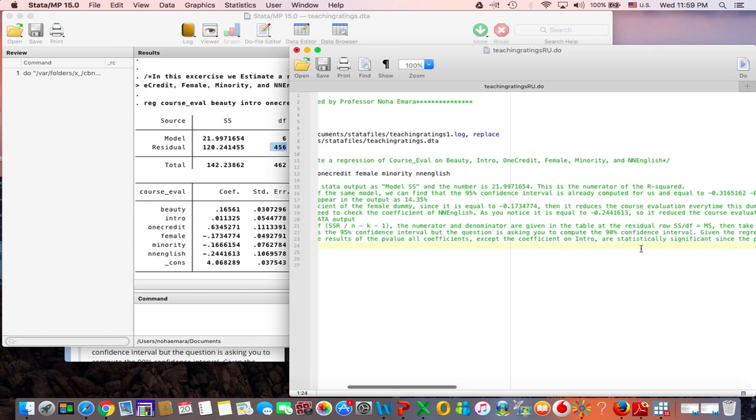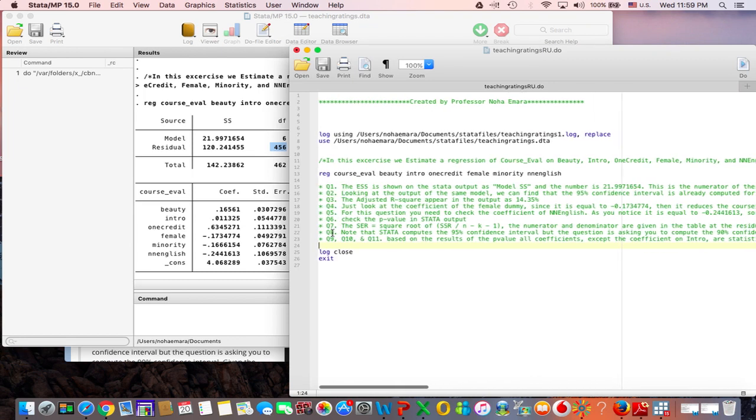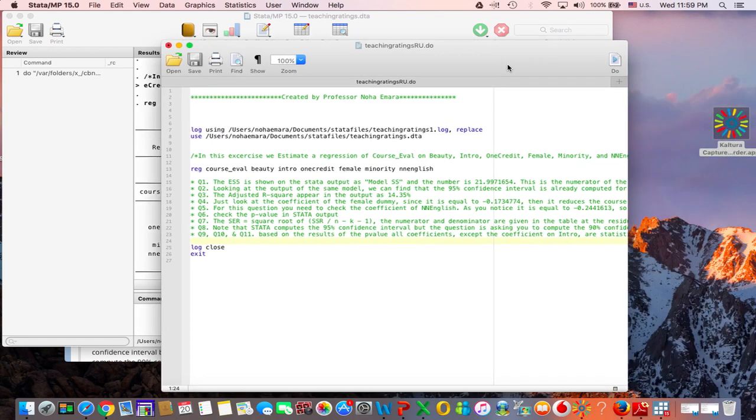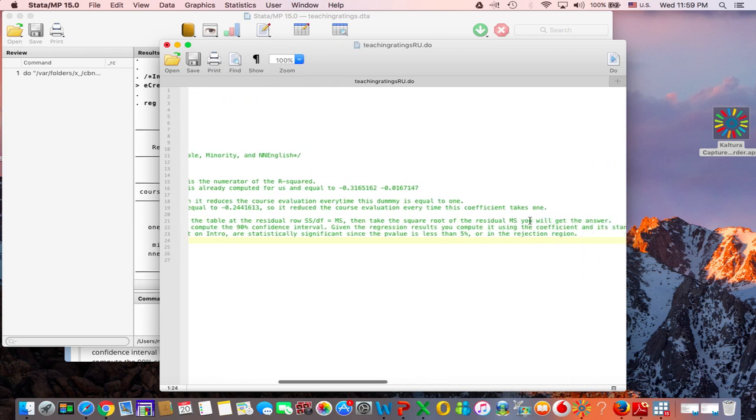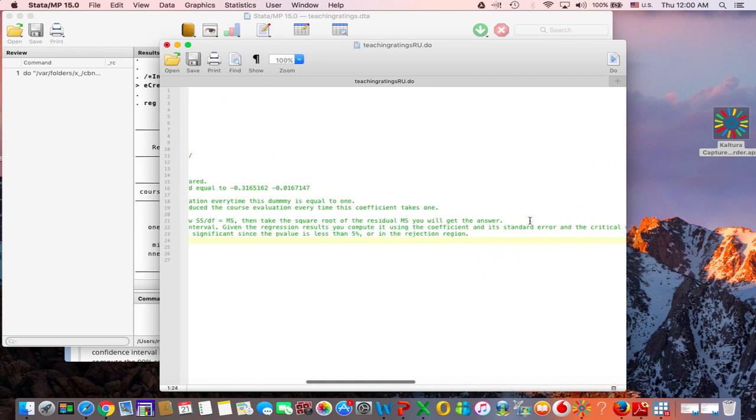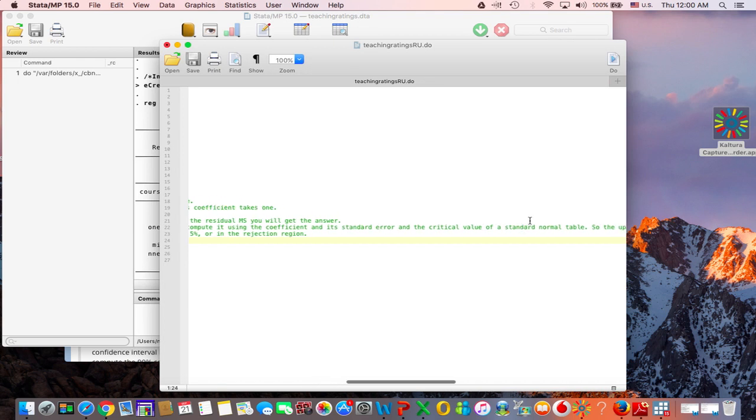Okay, and then telling you here, again, this is question 8. Note that Stata computes the 95% confidence interval, but the question is asking you to compute the 90%. Given the regression results, you compute it using the coefficient and its standard error and the critical value of the standard normal table. So the upper bound would be equal to the coefficient, multiplied times the standard error of the coefficient, multiplied times the critical value, 1.64.